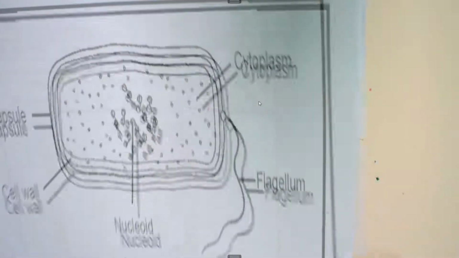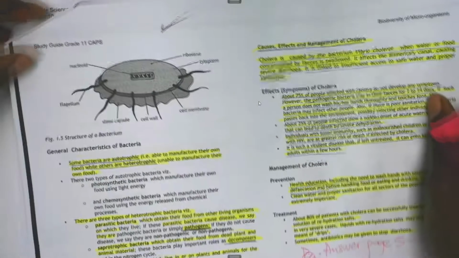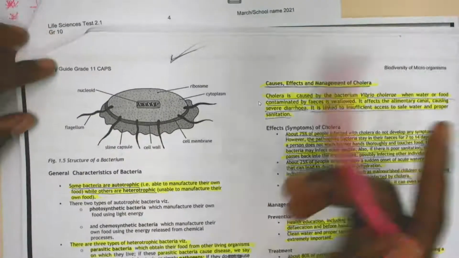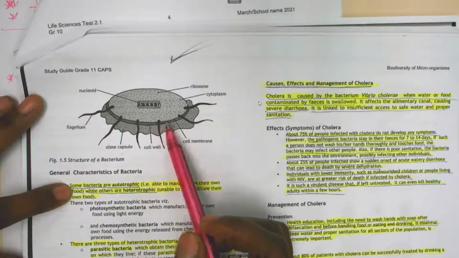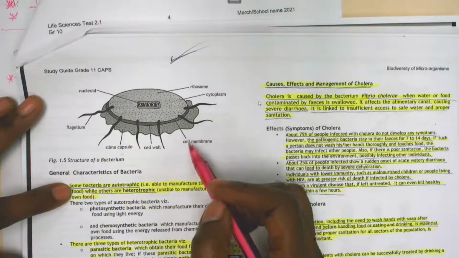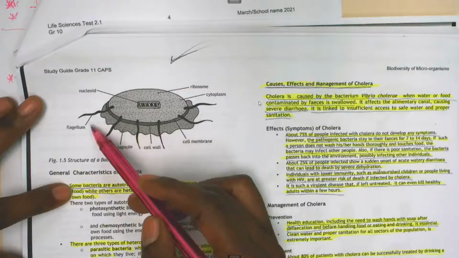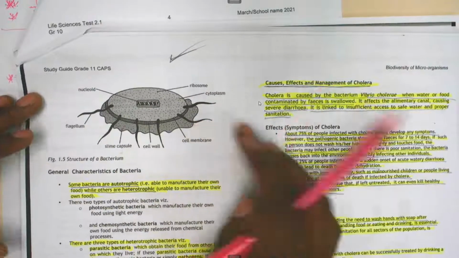And then now we move to the diseases. And then I also have this structure of the bacteria. We have the ribosomes here, the cytoplasm, cell membrane, again the cell wall, slime capsule, and the flagellum, which helps with movement, and inside we have the nucleus.